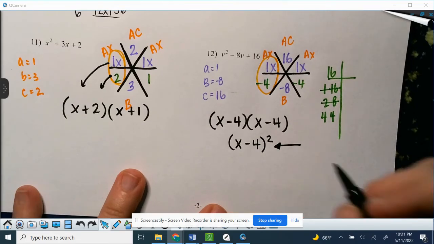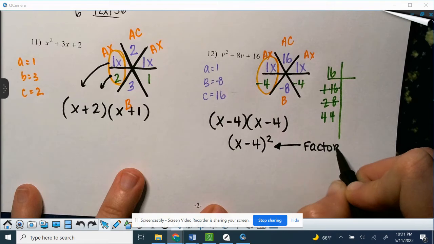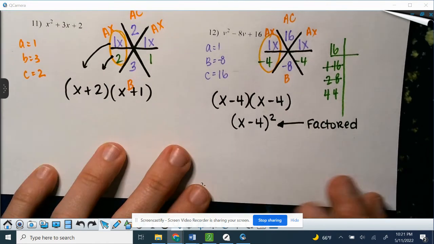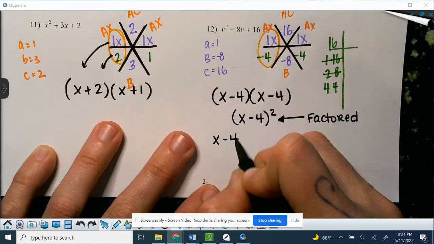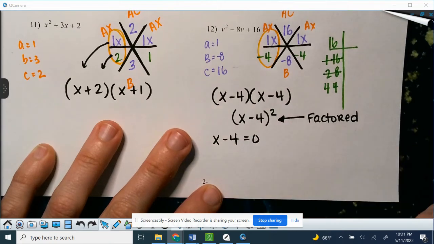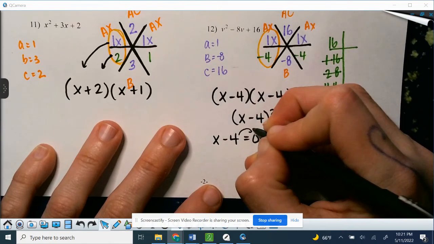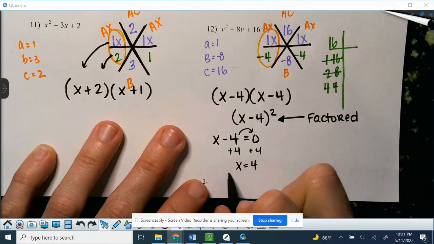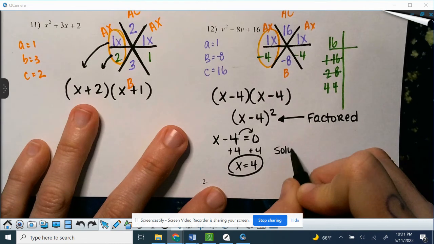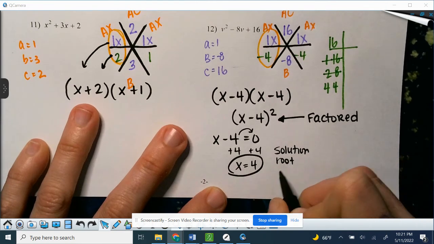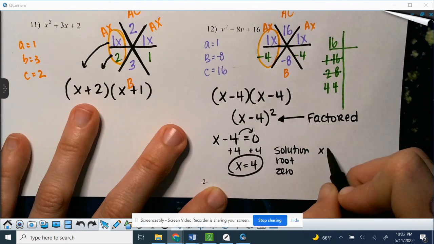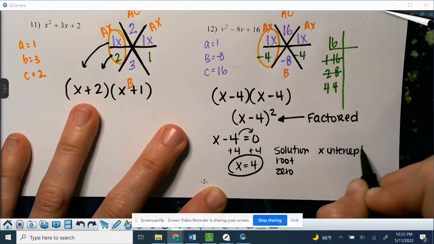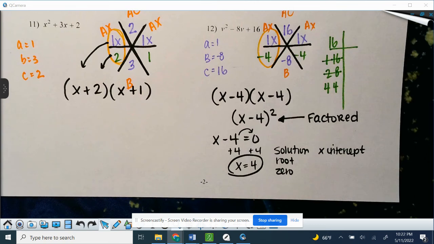Now, again, this is factors or factored. If we want to solve, since this is our last problem, we're going to set x minus 4 equals 0, and we don't have to do it again because it's going to give us the same answer. We're going to move that negative 4 by adding to both sides, and x is going to equal positive 4. So the solution, the roots, the zero, and the x-intercept, so where it crosses the x-axis, is that x equals 4. The x minus 4 times x minus 4, or x minus 4 squared, is your factors.